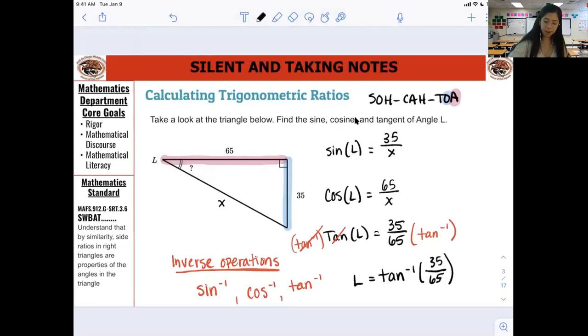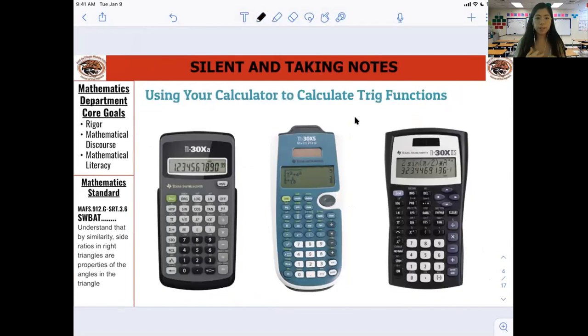But we haven't figured out our final answer yet. But does anyone have any questions up to this point about what the inverse operation is? Cool. Okay. So before we actually get into it, I want to just go over calculators, because this is something where if you do it wrong, if you don't press the right button, we're going to be in trouble.